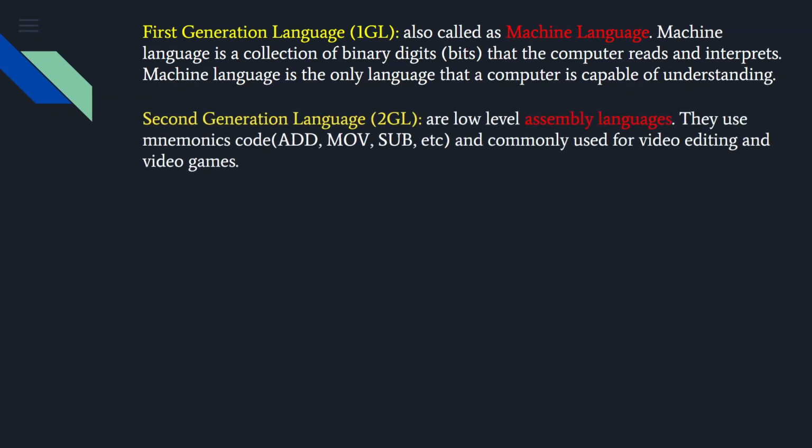Second generation languages are low level assembly languages. They use mnemonic codes, for example add, move, sub, etc. and are commonly used for video editing and video games.